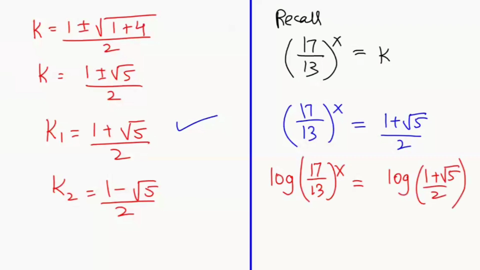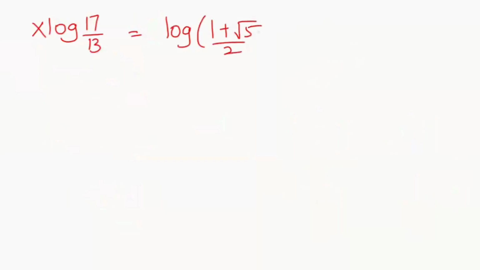Now here we're going to use the logarithm rule, that is log of a to the power of b is equal to b log of a. So this I am going to write in front. So this will be equal to x log of 17 over 13 is equal to log of 1 plus root 5 over 2.